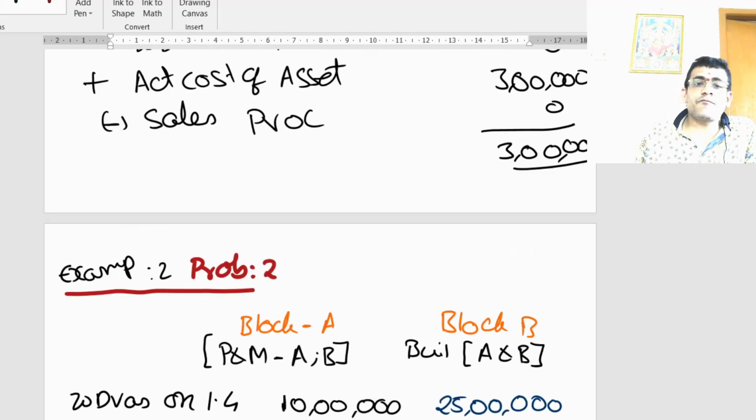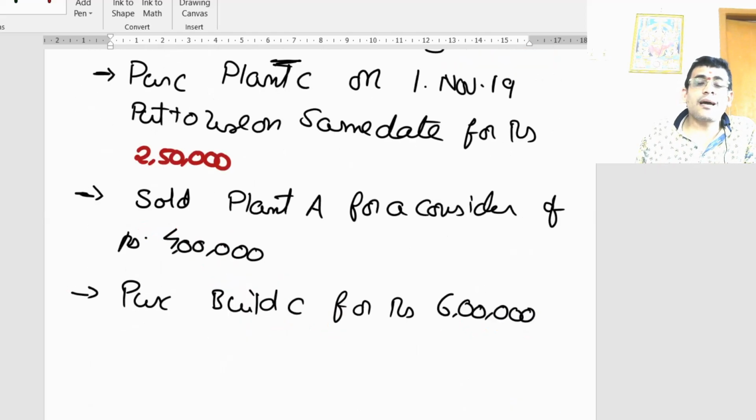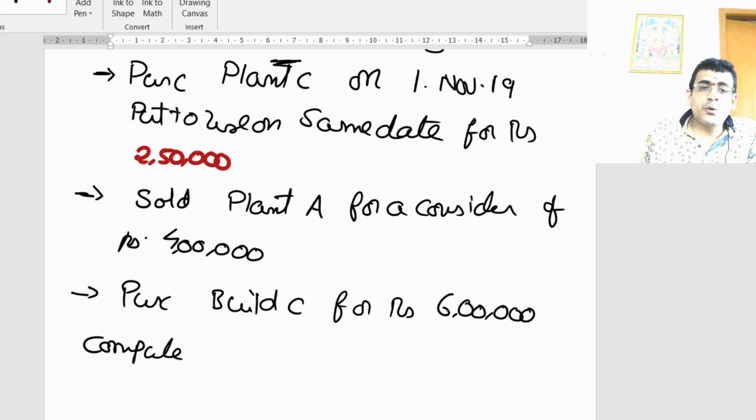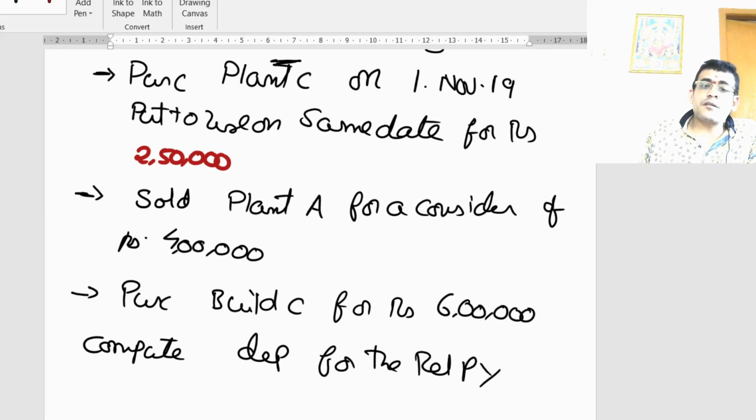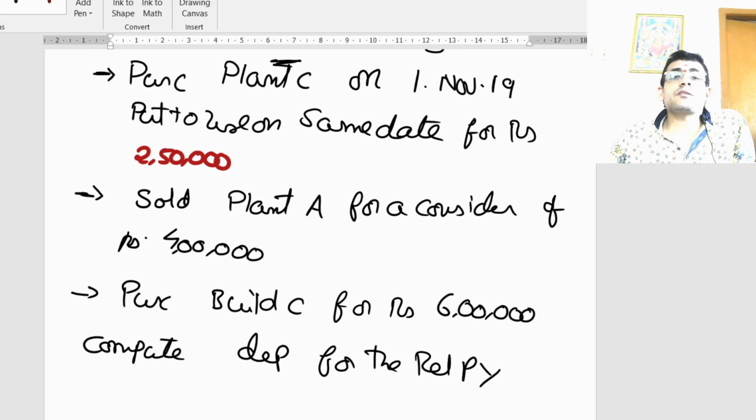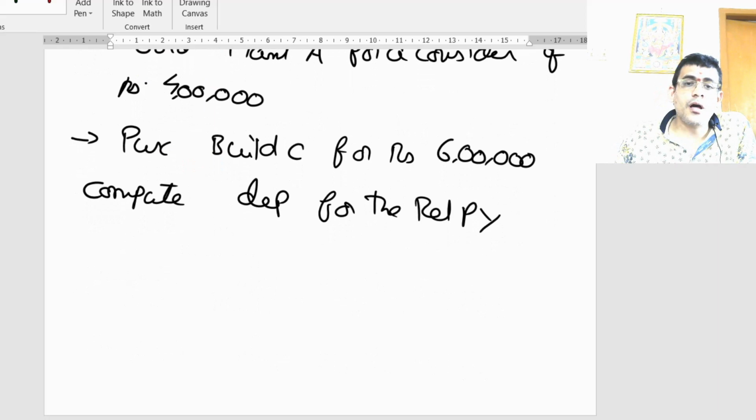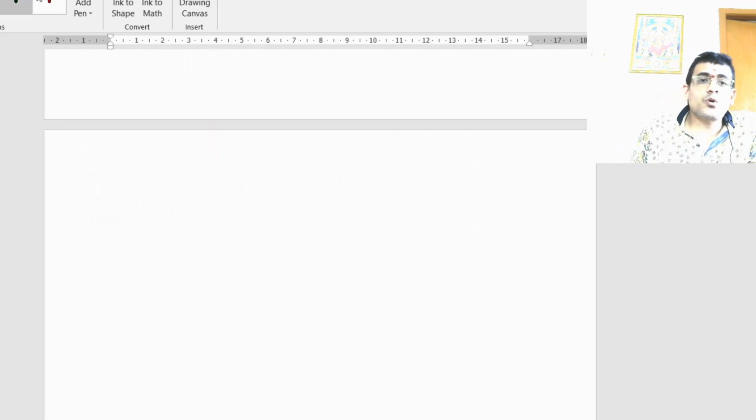So with this information, what are you supposed to calculate? You are supposed to compute depreciation for the relevant previous year. If your relevant previous year is 1920, compute the depreciation for 1920. If your relevant previous year is 2021, compute the depreciation for 2021. That is the given information. Now let us try to solve this.